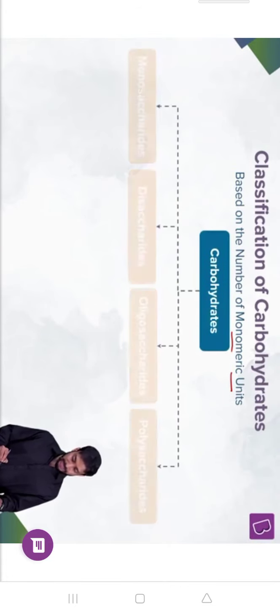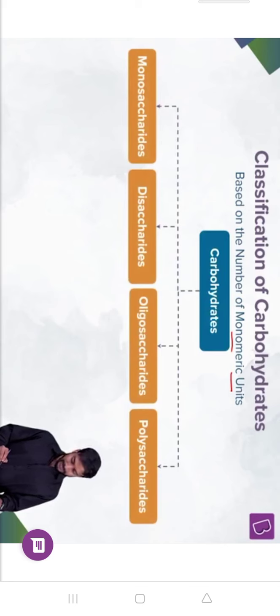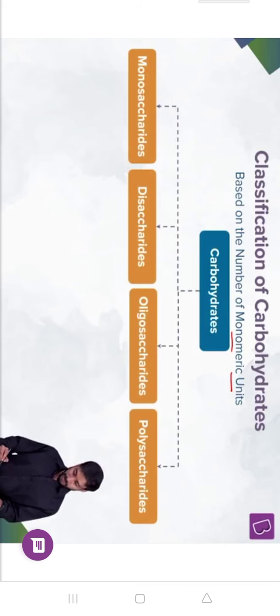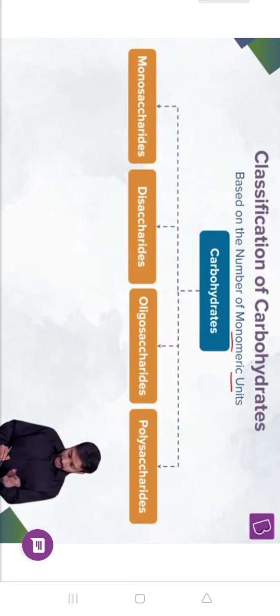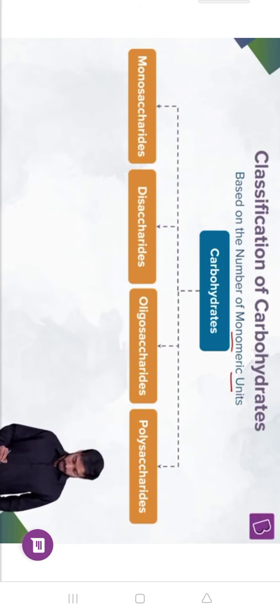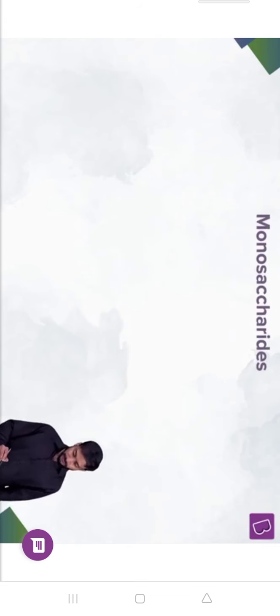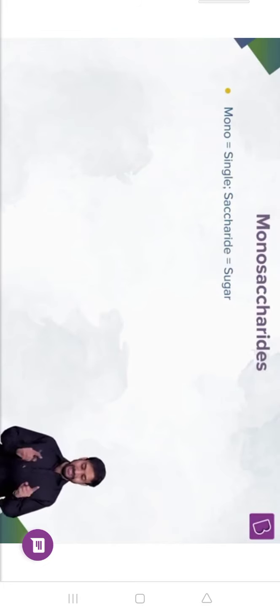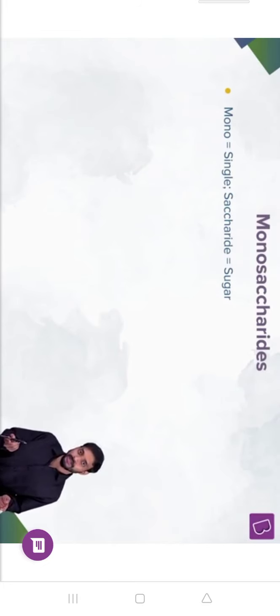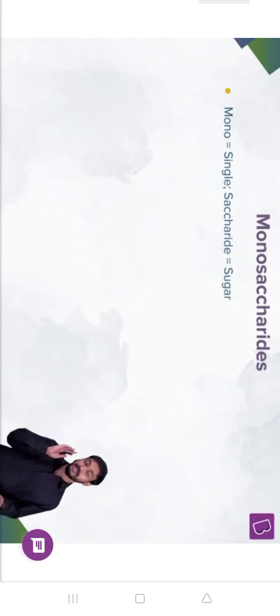Now, classification of the carbohydrates based on the number of the monomeric units. Based on that you can classify carbohydrates as monosaccharides, disaccharides, oligosaccharides, and the polysaccharides. Fine. Mono, di, oligo, and polysaccharides. Let's start our discussion with the monosaccharides first. Monosaccharides. Mono means single, saccharide, sugar. You know about it. Fine. Take it slowly. Understand it slowly.